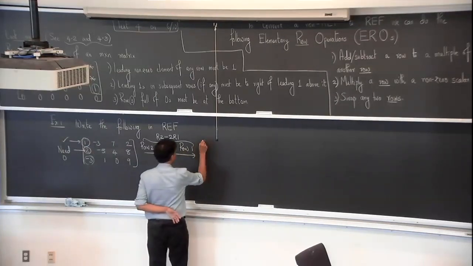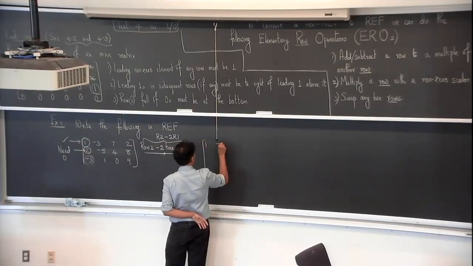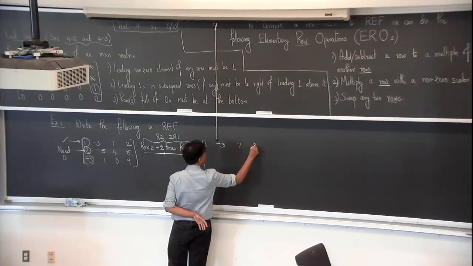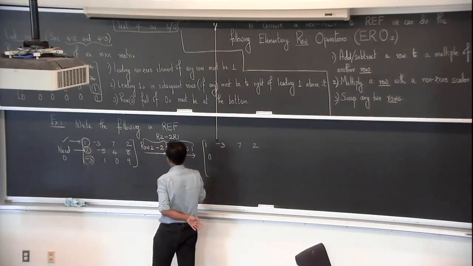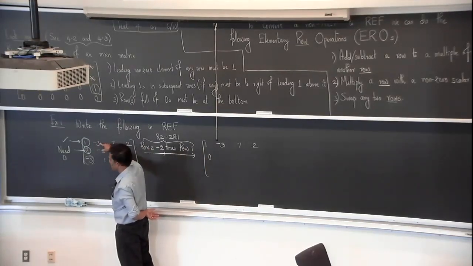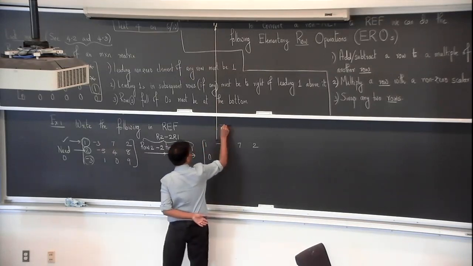So the first row should not be changed: 1, -3, 7, 2. R2 minus 2R1 would be 0, then -5 minus 2 times -3.